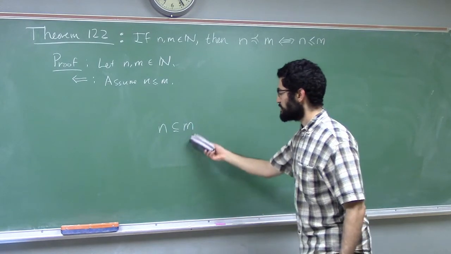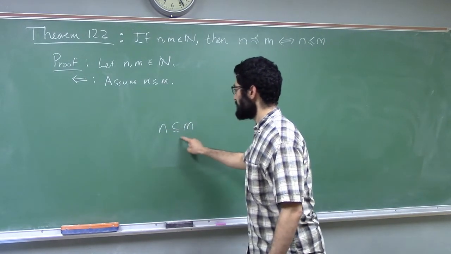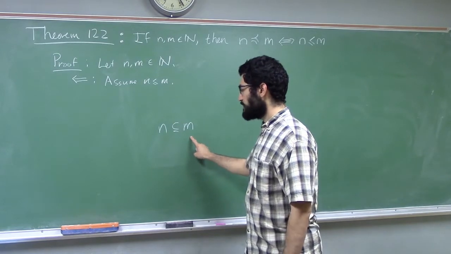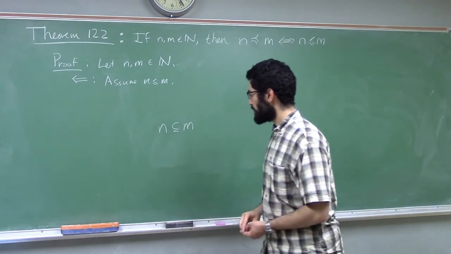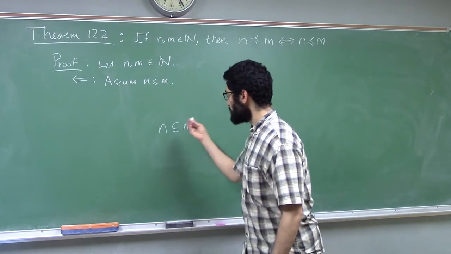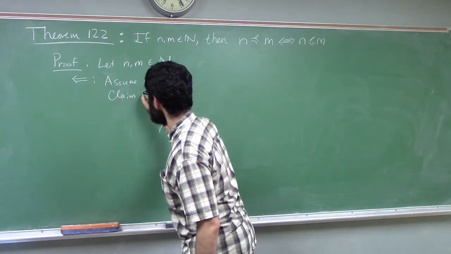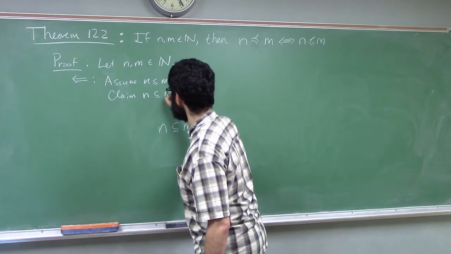For us, the reason it's going to work is that when n is less than or equal to m, n ends up being a subset of m. So what justifies this? n is a subset of m. Let's just start proving it and see what's needed. So claim: n is a subset of m.